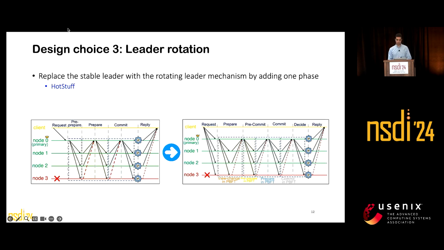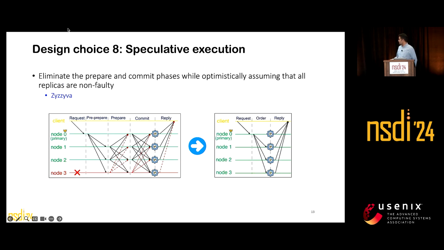Another design choice is leader rotation, which has been used in HotStuff. So basically, we have a kind of view change. We add a phase here in the communication, but then there is no need for a view change mechanism if a leader fails, because we already rotate the leader after every round. Or this could be some optimistic or speculative execution, something like Zyzzyva, that gets rid of these two phases of communication, assuming all nodes are correct, assuming the network is correct. Then if all nodes are participating, we can come up with this simple protocol.